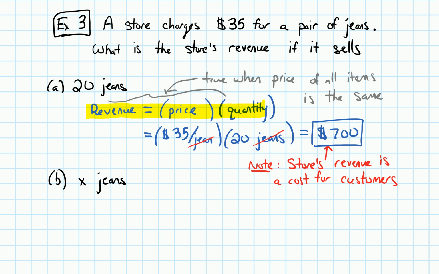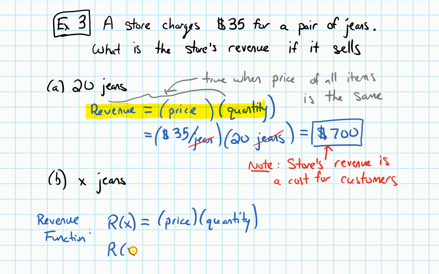Okay, so let's do part B. Part B is asking what if there are x jeans? I'm going to call this a revenue function because I'm writing it in terms of a variable, and I'm going to call it R of x. So revenue is a function of x. Again, I'm multiplying the price times the quantity. So R of x equals the price, $35 a pair, times the quantity, which is now x. We get 35 times x, and we can't forget the units, which are dollars. So that's R of x, our revenue function here.